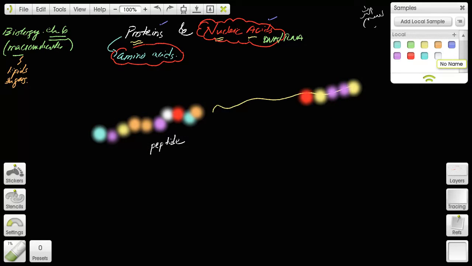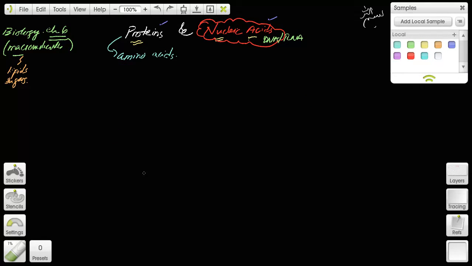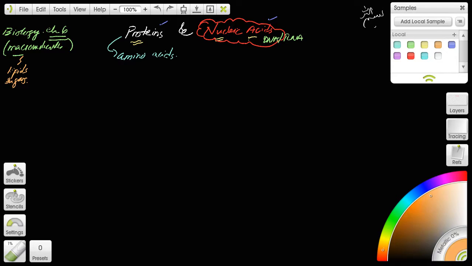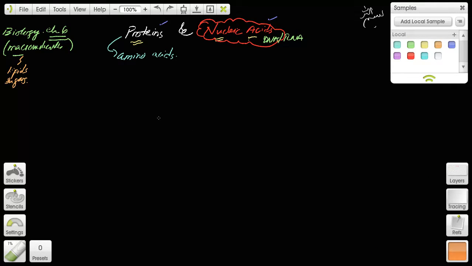Now the next thing is, we said before that if you see an amino acid, you should be able to recognize it. As you're walking about on the street, if you see an amino acid, you say, hey, that's an amino acid, I see one right there. So you should be able to recognize an amino acid when you see one. And they're pretty easy to recognize, right?